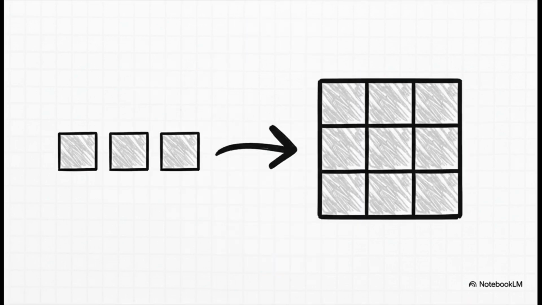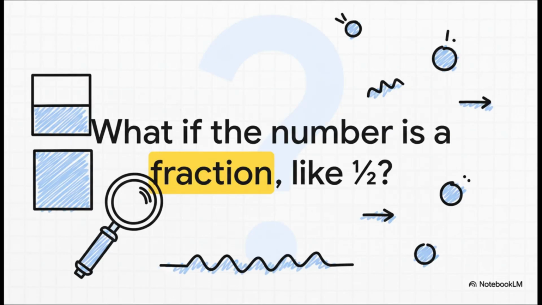With whole numbers, the answer seems totally obvious, right? 3 times 3 is 9. The number gets bigger, it's clean, it's satisfying, it's the math we're all comfortable with. This is our starting point. But what about when we leave that safe world of whole numbers? What happens if the number we're squaring is a fraction, something like 1/2? This is where our intuition can kind of play tricks on us, and honestly, where all the fun begins.